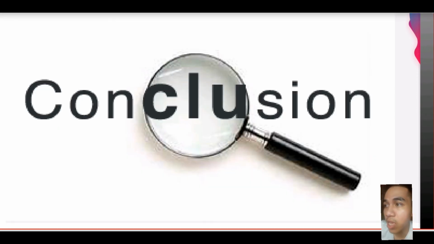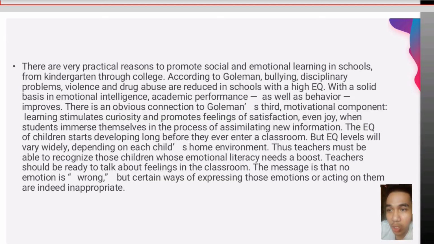In conclusion, there are very practical reasons to promote social and emotional learning in schools from kindergarten through college. According to Goleman, bullying, disciplinary problems, violence, and drug abuse are reduced in schools with a high emotional quotient. With a solid basis in emotional intelligence, academic performance as well as behavior improves. There is an obvious connection to Goleman's third motivational component. Learning stimulates curiosity and promotes feelings of satisfaction, even joy.